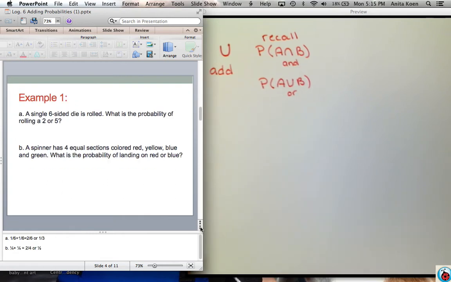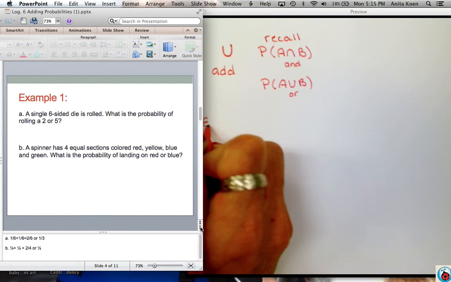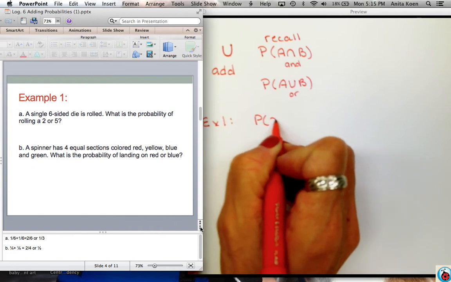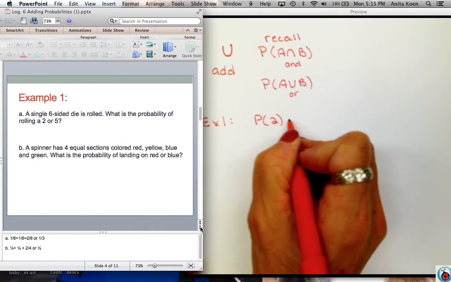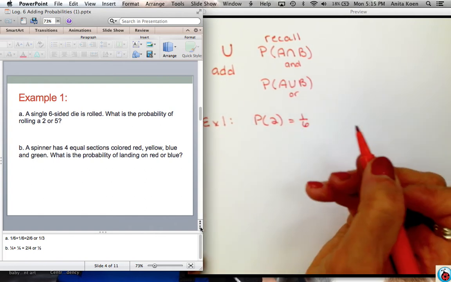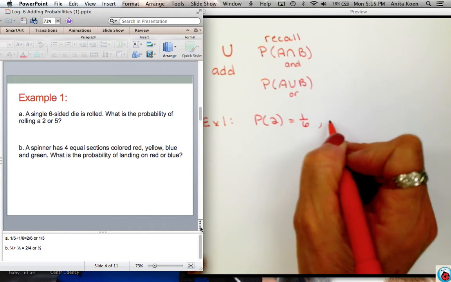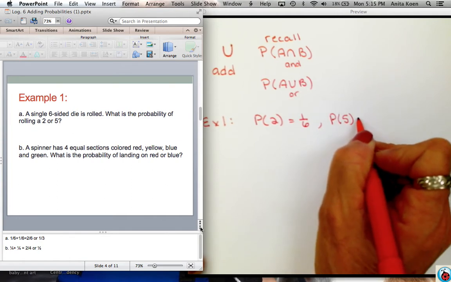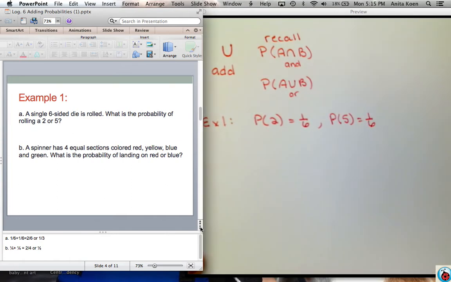Okay, let's look at example 1. A single six-sided die is rolled. What is the probability of rolling a 2 or a 5? Well, the first thing we're going to do is find the probability of rolling a 2. Well, that would be 1 out of 6. Then we're going to find the probability of rolling a 5. That would still be 1 out of 6.